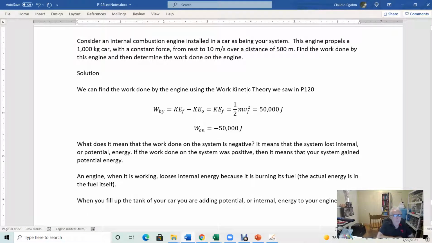So the fuel has the potential energy, and it is the engine that knows how to use that potential energy. It's the engine that knows how to unlock that potential energy and convert it into something useful. The potential energy is in reality in the fuel of the car.